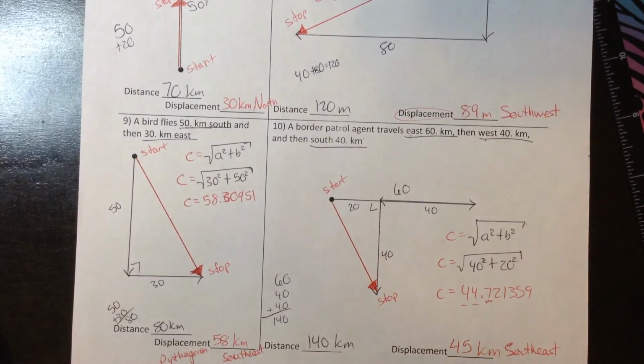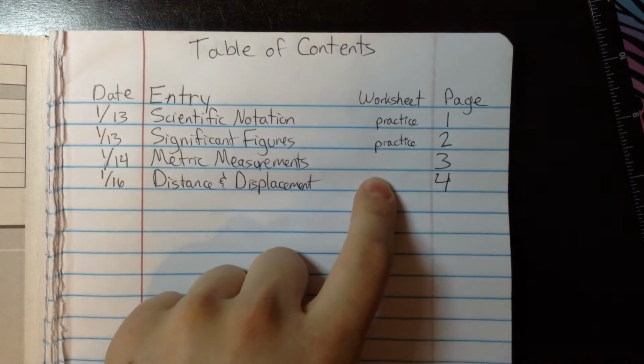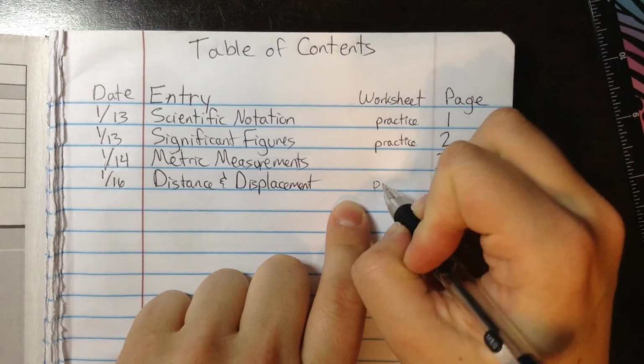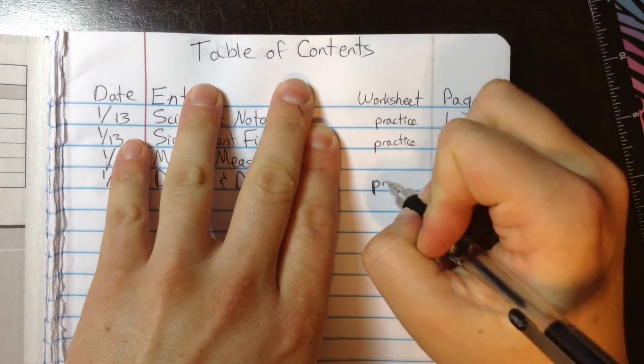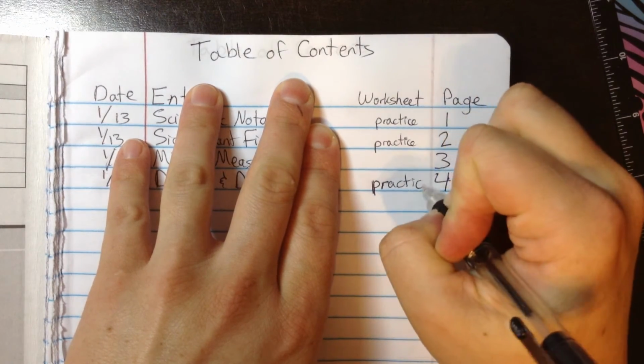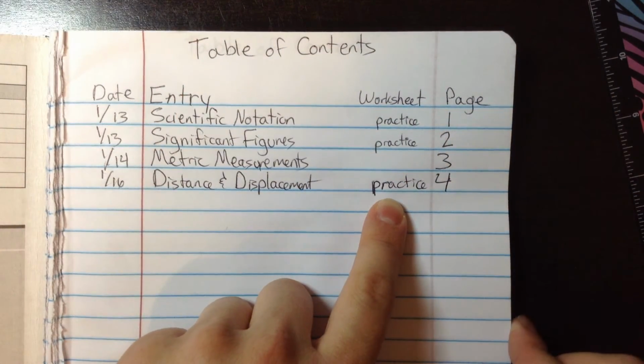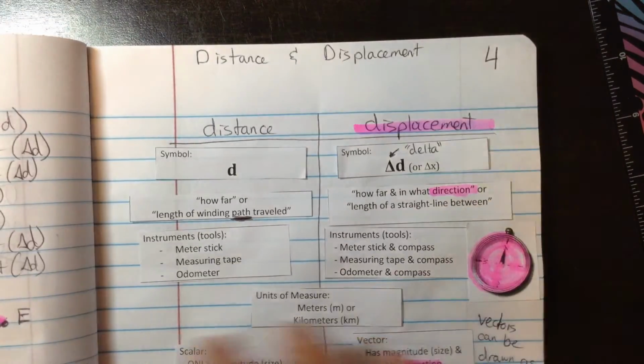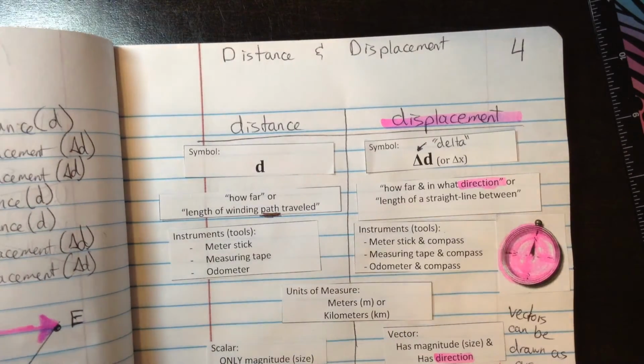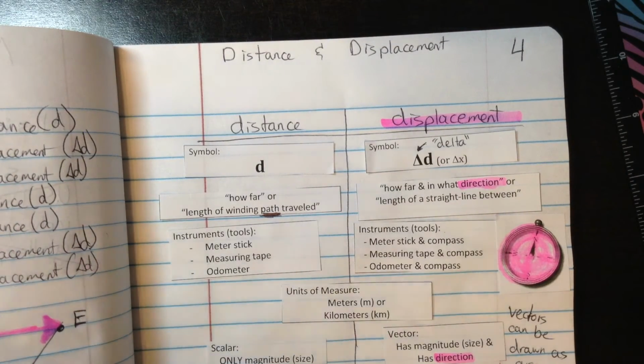Alright, so once you have this worksheet done, we're going to glue it into the journal. In your table of contents, distance and displacement, practice worksheet. It's going to be glued in on page 4. So find your page 4, distance and displacement. This is our first time gluing in a full-size worksheet. So take your worksheet.